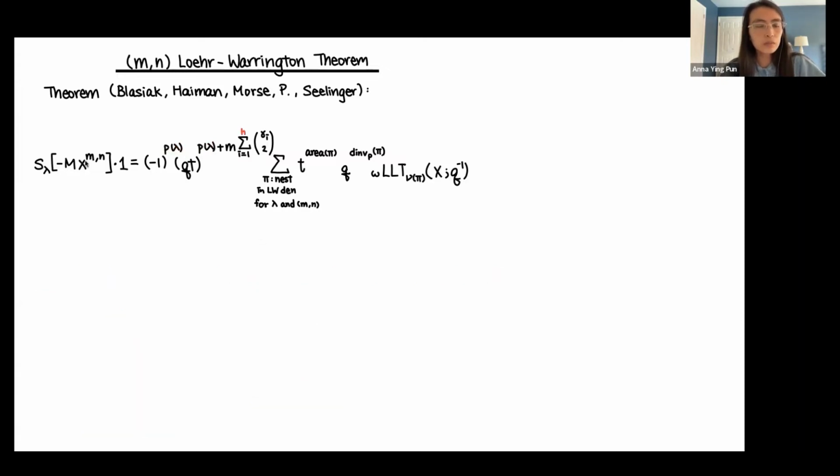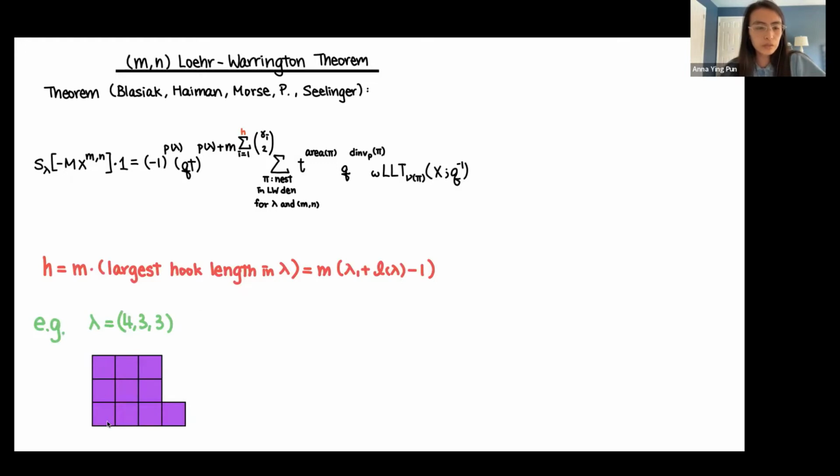Just to give you an idea, M and N are fixed. You choose your M and N, which are the label of the universe that you like. Now, this h is M times the largest hook length in lambda. For our running example 433, draw the longest hook: 1, 2, 3, 4, 5, 6, so there are 6 boxes. If I choose any M, then h would be 6 times M. If you choose M to be 2, that would be 12. If you choose M to be 3, then h would be 18. That's how we define h.